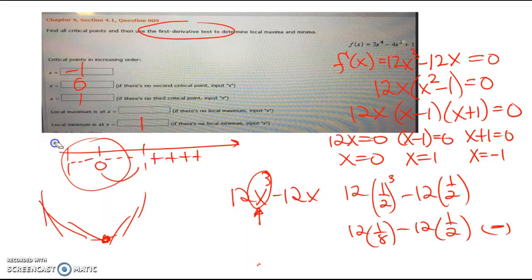But one thing we need to do now is look what's happening when we have something like negative 2 in there. Let's see what we get. 12 times negative 2 to the third minus 12 times negative 2.